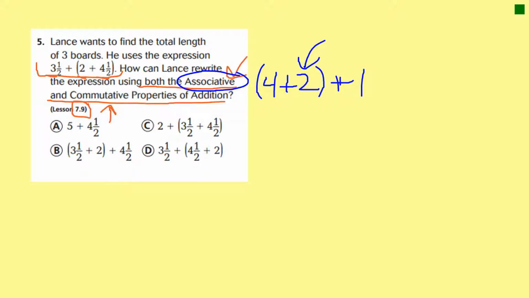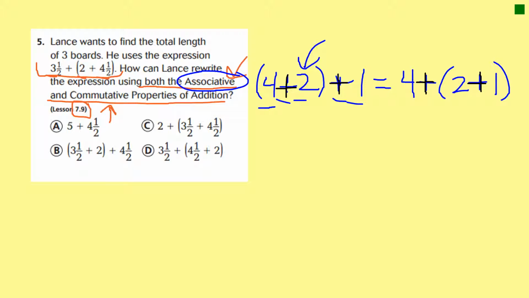Okay, there's just an example. 4 and 2 are in parentheses. And since we're adding all the way across, I can associate 2 and 1 by changing the parentheses. I didn't change the numbers, and the operation is addition all the way across, right? Addition, addition. So that's the associative property. I can change which numbers I add first, and the sum will be the same.